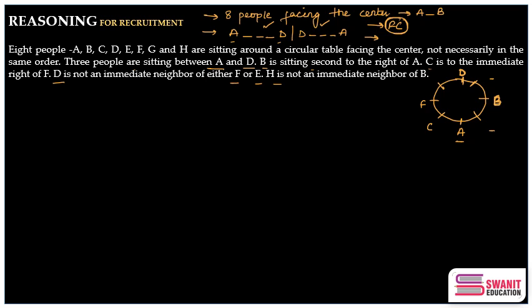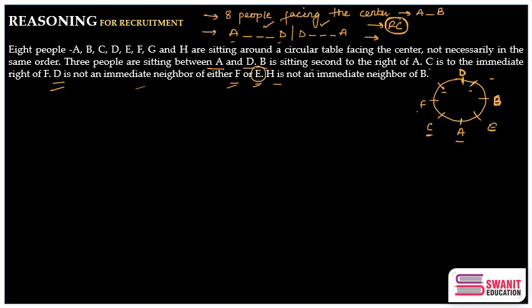Let's read the next line. D is not an immediate neighbor of either F or E. So D should not have F or E as the neighbor. That means this F cannot come here. So hence C cannot come here. So the possible position of C and F is now confirmed. We know that C can only come here, F can only come here. Also D cannot be a neighbor of E. So E cannot come at this place or at this place. E can only come here.